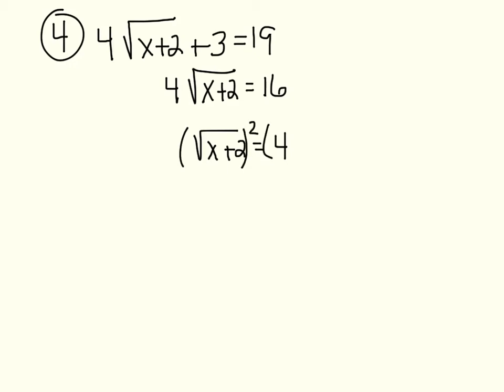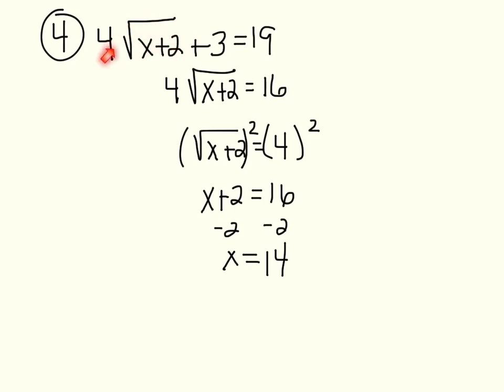I now square both sides. The square root and the squared cancel. So that gives me x plus 2 equals 16. I now subtract 2. You get x equals 14. And if you do plug this in, we check your solution. 14 plus 2 gives you the square root of 16, which is 4. Times 4 is 16, plus 3 is 19. This does work.